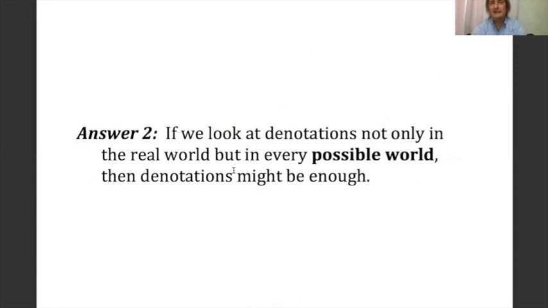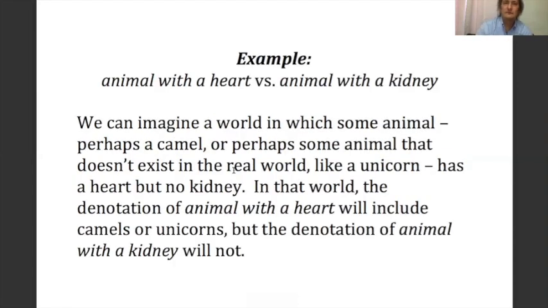But another answer can be given if we go beyond the actual world and look at other ways things could be, what we'll call other possible worlds. Then denotations might be enough. So let me first explain what a possible world is. A possible world can be thought of as a rearrangement of things in the actual world. A rearrangement where you can just move things around, or maybe add things, maybe take things away.